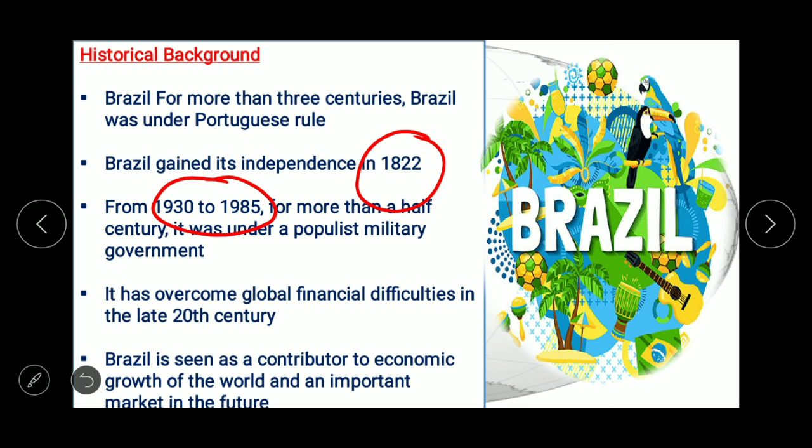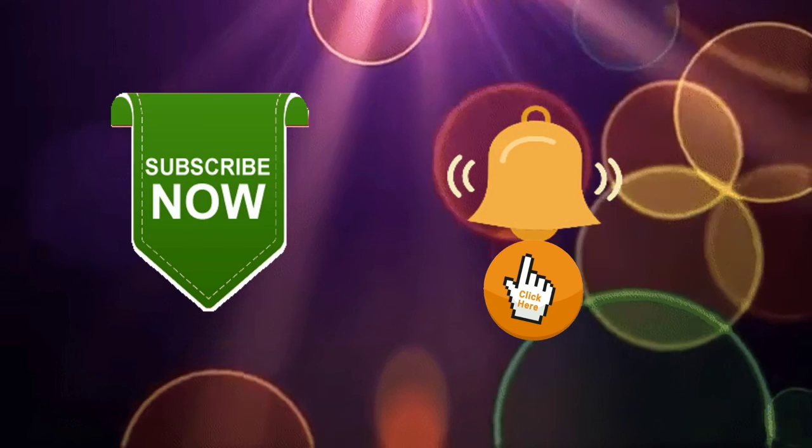So this was all about India and Brazil. In the next sessions we have to study Brazil and India under the headings of physiography and drainage, climate, natural vegetation and wildlife, population, human settlements, economy and occupations, and the tourism, transport and communication. So this was basic information about historical background of India.